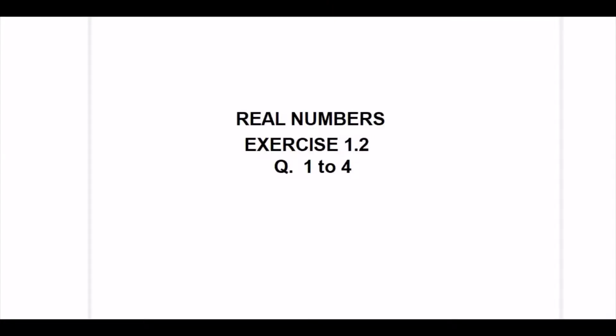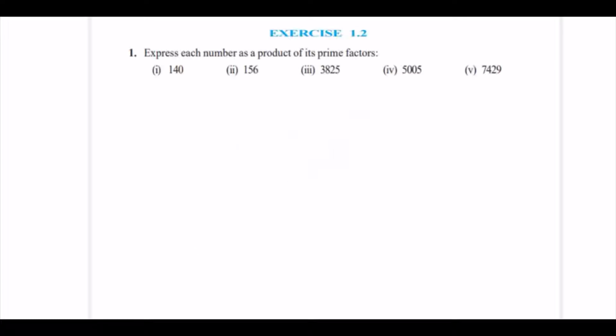Hi students, in today's class, let's check real numbers exercise 1.2, question numbers 1 to 4. So the first question is, express each number as the product of its prime factors. You have learned in the fundamental theorem of arithmetic, every composite number can be expressed as the product of its prime factors. So let's start with the first question.